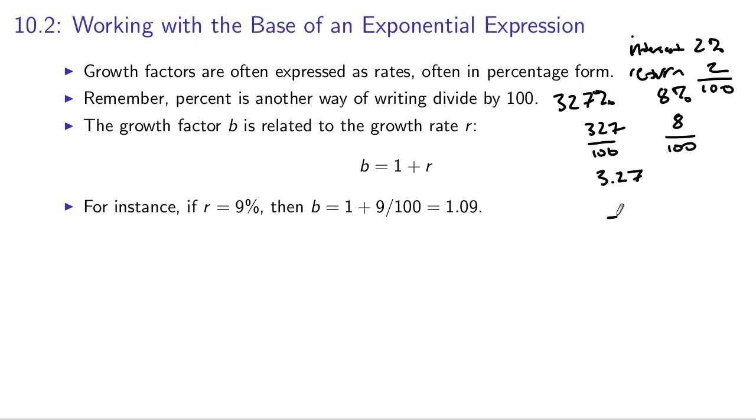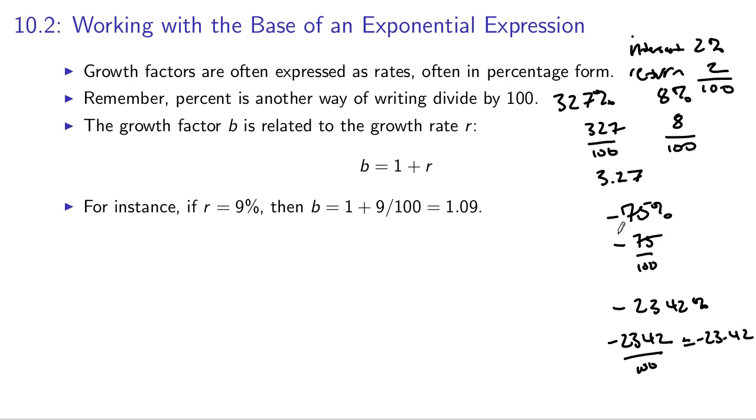Or I might ask you, what is negative 75%? That'd be negative 75 over 100. Or negative 2,342%. That would be negative 2,342 over 100, which is negative 23.42. So that can help with very non-intuitive percentages. Just remember, it's just that number over 100.